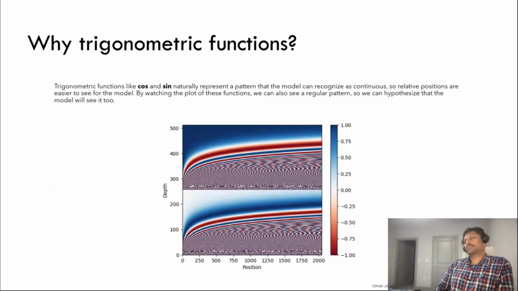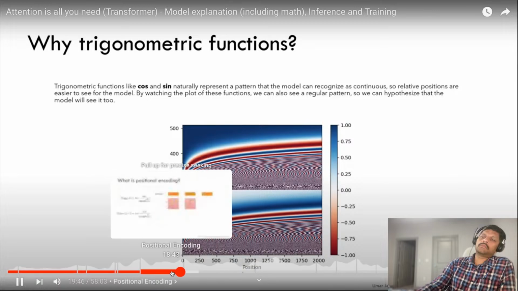So why did the authors choose the cosine and the sine functions to represent positional encodings? Because let's watch the plot of these two functions. You can see the plot.